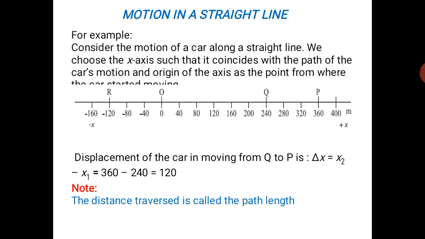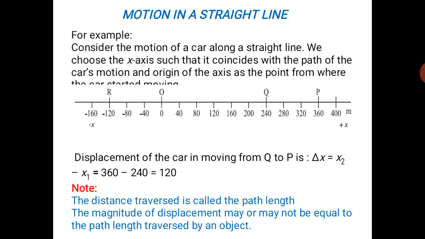Remember, the distance traveled is called the path length. The magnitude of displacement may or may not be equal to the path length traversed by an object. So these terms, distance and displacement, are cleared.